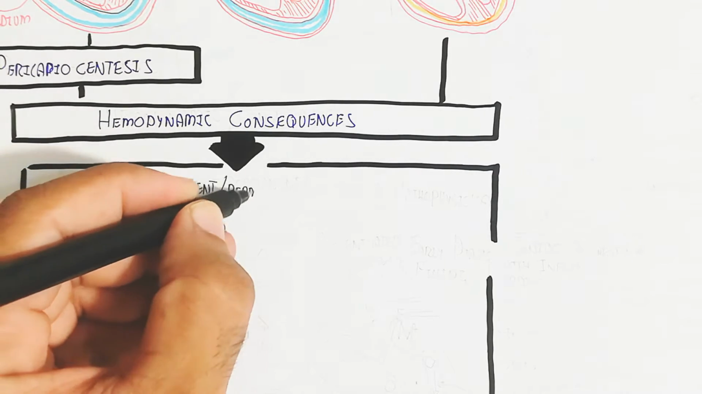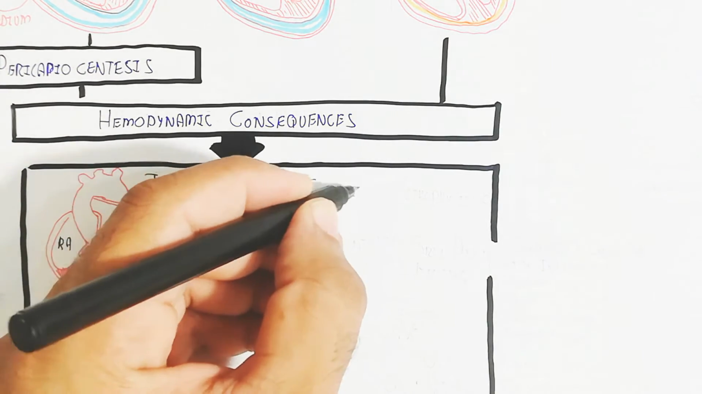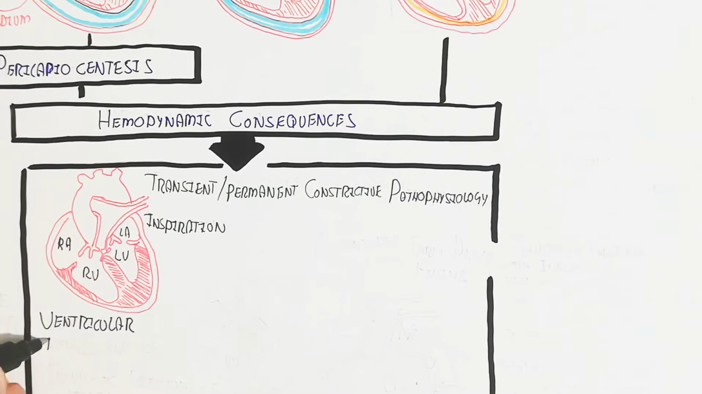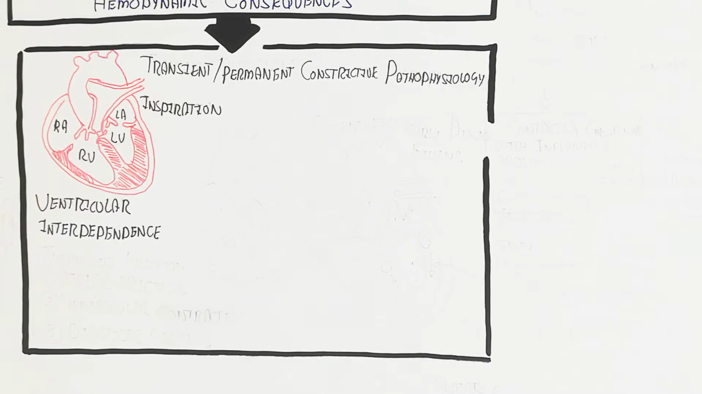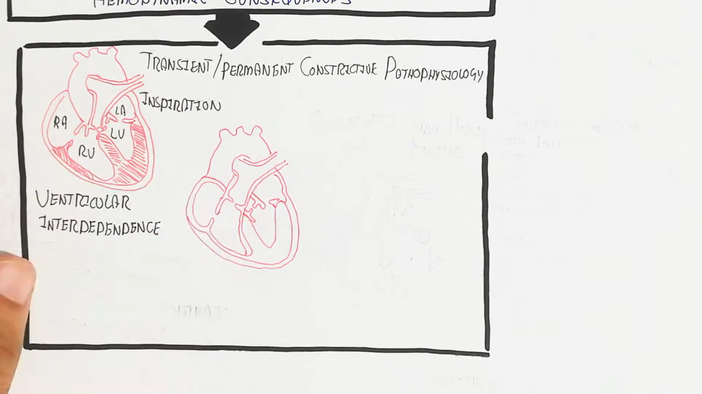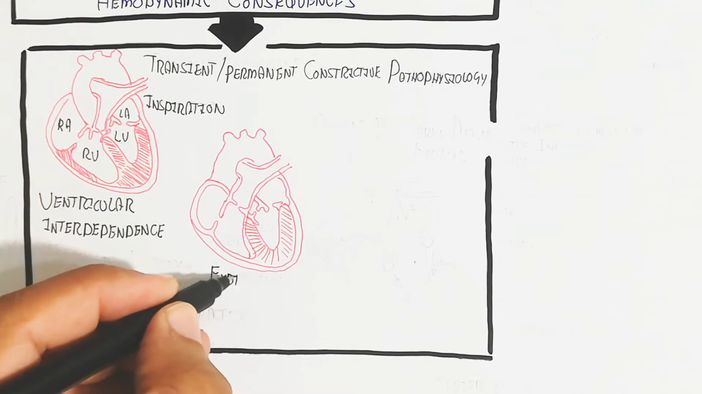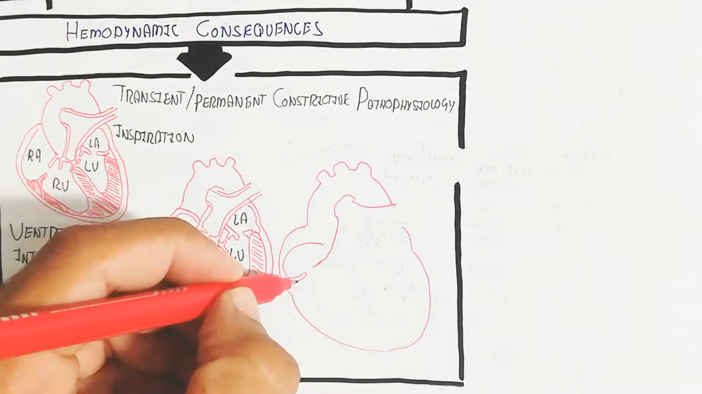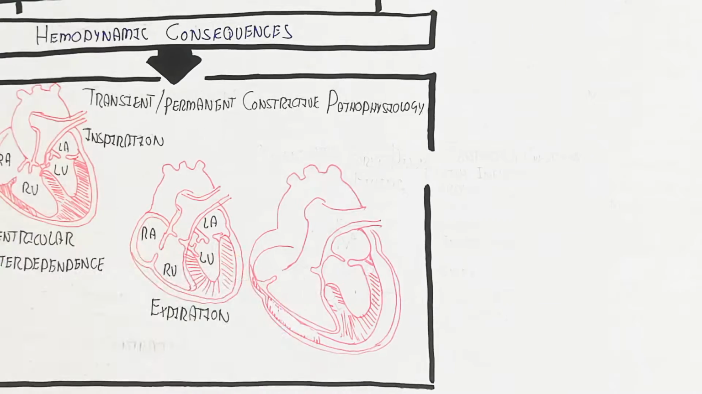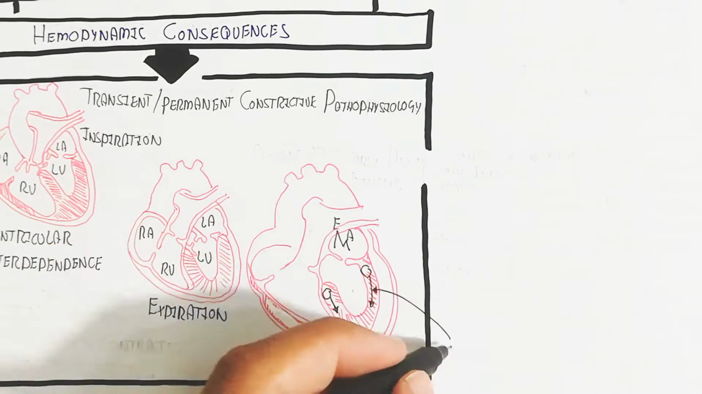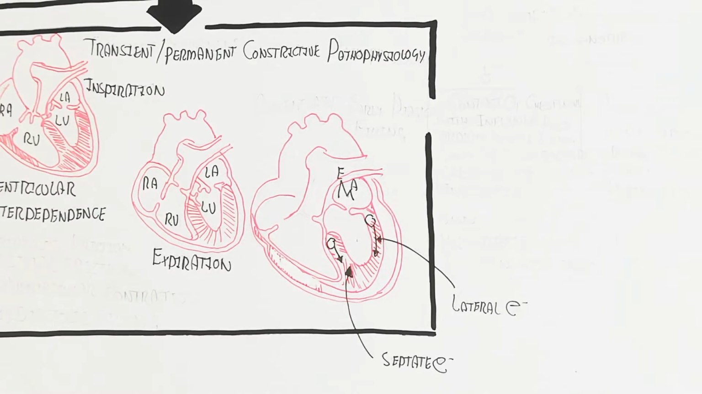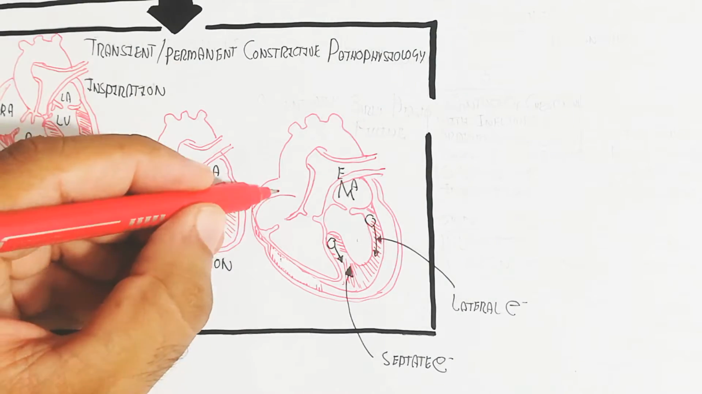The hemodynamic consequences are the transient or permanent constrictive pathophysiology. During inspiration, the lungs dilate more. In this way, ventricular interdependence leads to constriction of the heart, and the output will increase while the input will decrease. The complete filling of the heart will not occur, and then expiration follows.